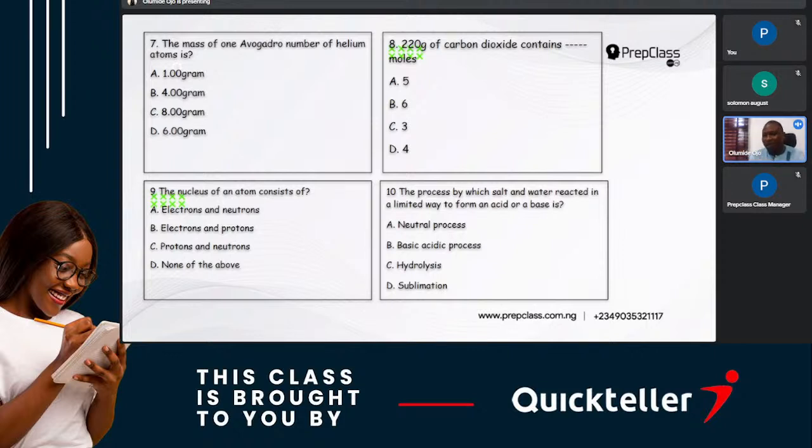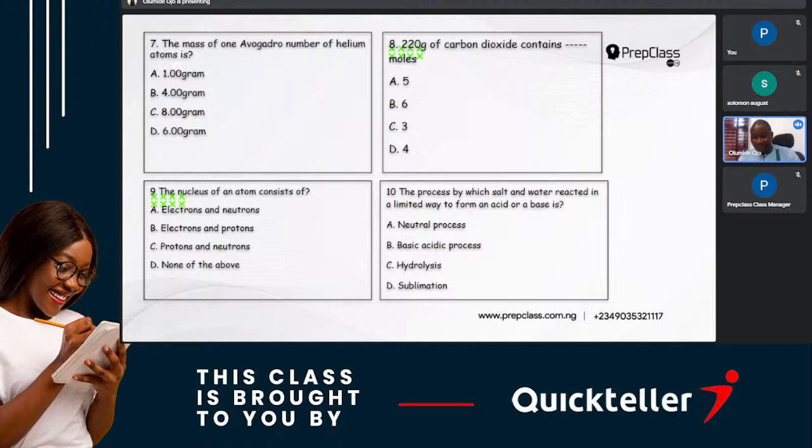The first one they gave us is neutral process. What is a neutral process? A process whereby water is formed. But in the case of the question, water is used up, water is not formed. Then we have B, acid-base process. Acid-base process is the same thing as neutralization, the reaction of acid with base to form salt and water.